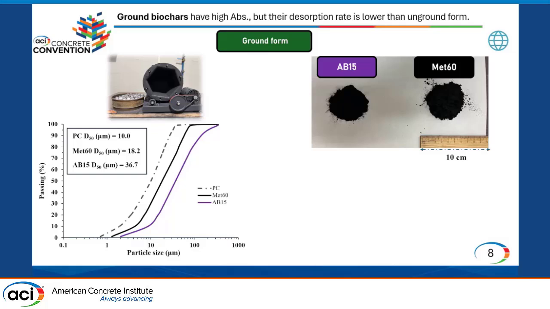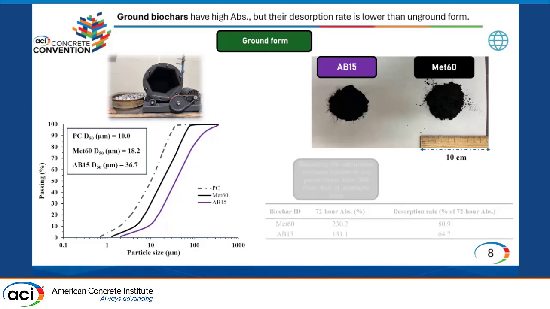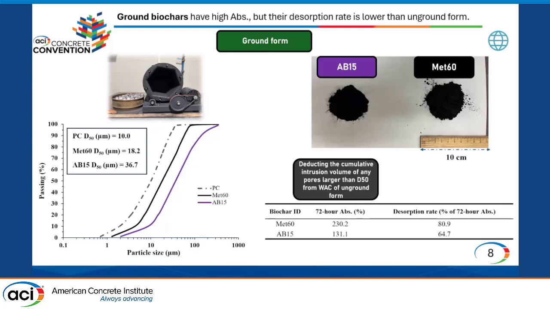So that's the incentive: we want to see if grinding biochar particles could enhance their internal curing capability. We used the ball milling method at a fixed ball to powder mass ratio, and here's the particle size distribution of those ground biochar particles. We measured the water absorption capacity and desorption rates as well. For their water absorption capacity, there is no ASTM standard. What we did was we set the ASTM C7061 as a baseline for measuring the water absorption capacity of the on-ground form, and then we deducted the cumulative intrusion volume of any pores which were larger than the D50 of the ground form, and that's how we get those values.